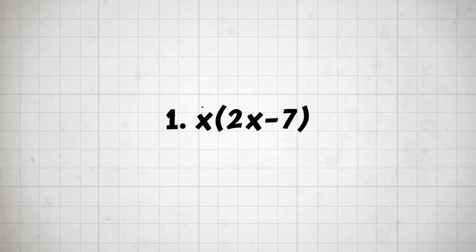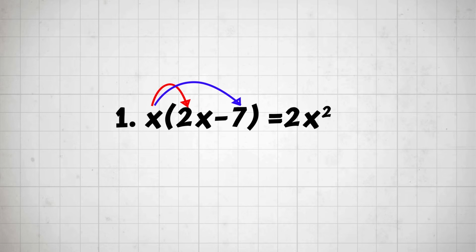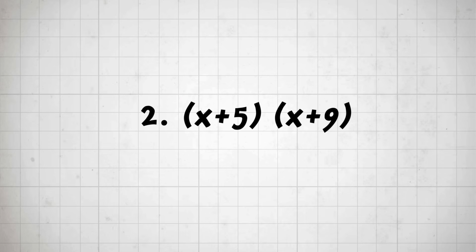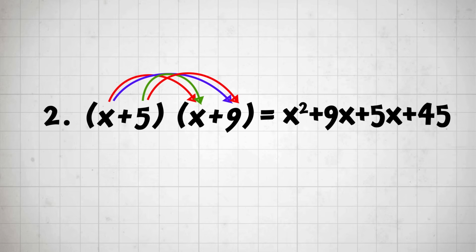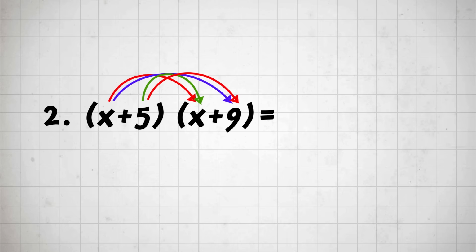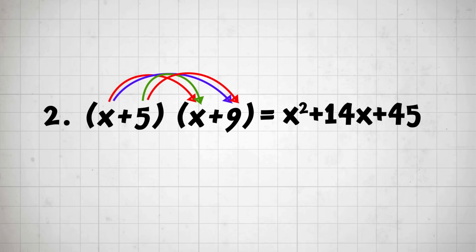And time's up! Applying the distributive property, we should get 2x squared minus 7x as the answer. We now answer item number 2 in 7 seconds. Ready? Let's do this! And time's up! Here, we use the FOIL method since the given factors are both binomials. We shall get x squared plus 9x plus 5x plus 45. Since there are similar terms, we can simplify it into x squared plus 14x plus 45.